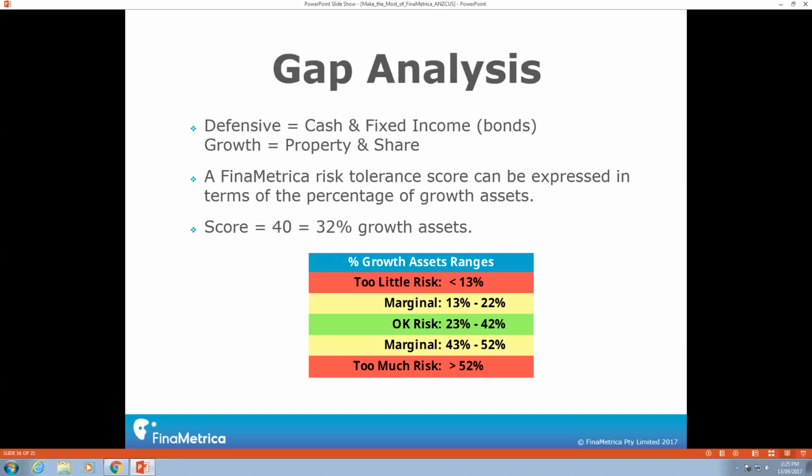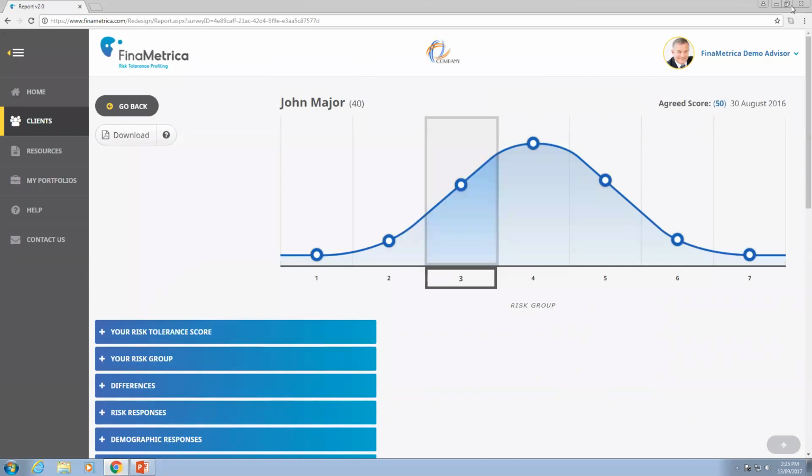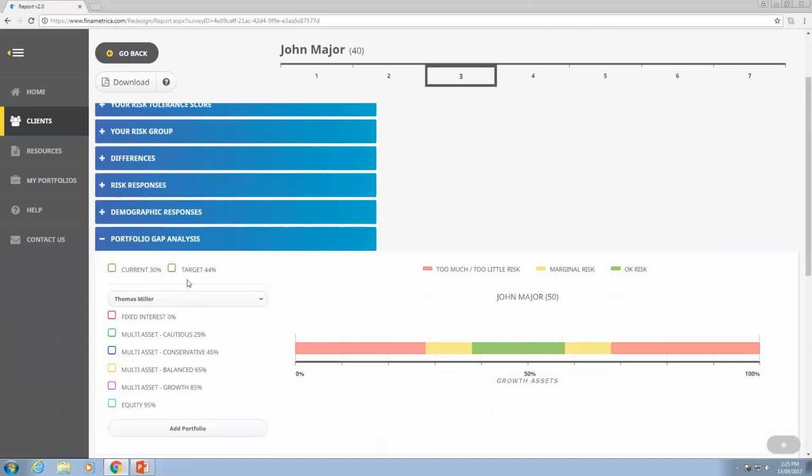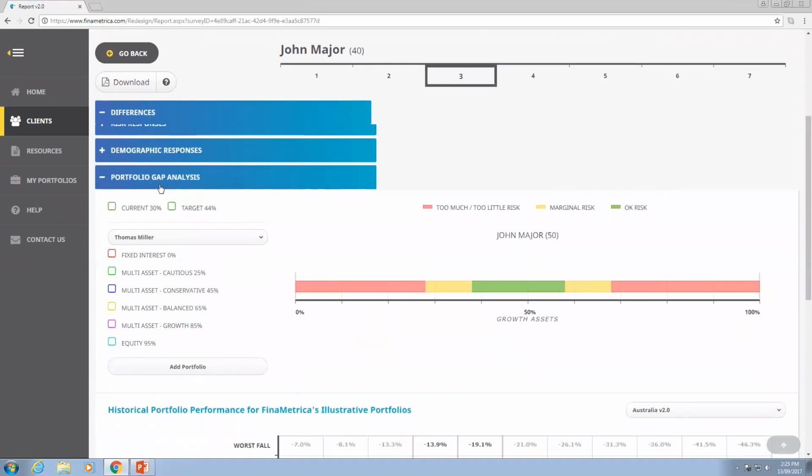Now, I'm going to switch over to the live side and talk you through the gap analysis process. So this is John's portfolio in the system. So we've gone through the first few sections already about the score, the root, the differences, the responses. And now I want to take you to the asset allocation part, which is portfolio gap analysis.